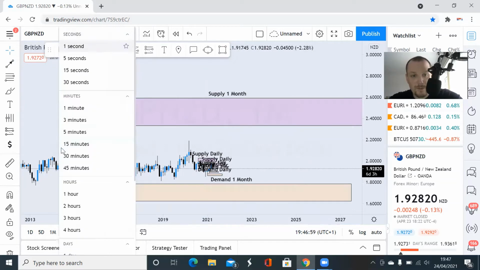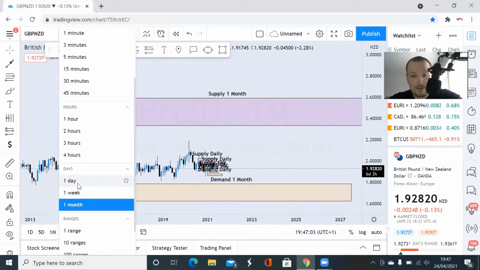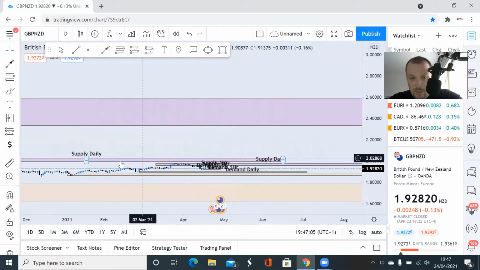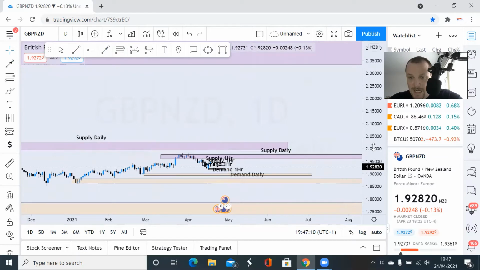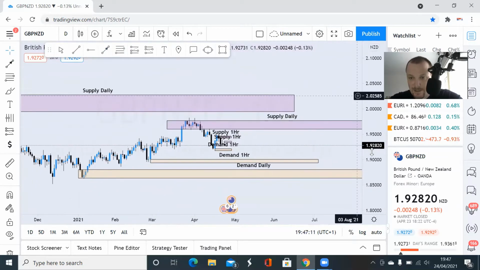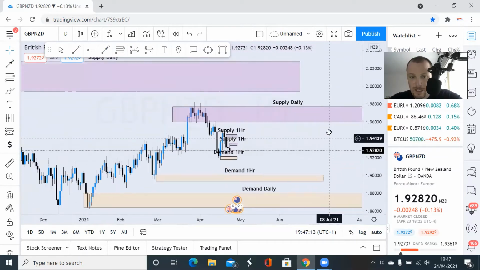Now if we go down from the monthly to the daily, see where we are on the daily. Now you'll see we've got supply daily and we've got demand. We've got a couple of demand dailies here. Okay, 2 demand dailies and 2 supply dailies.